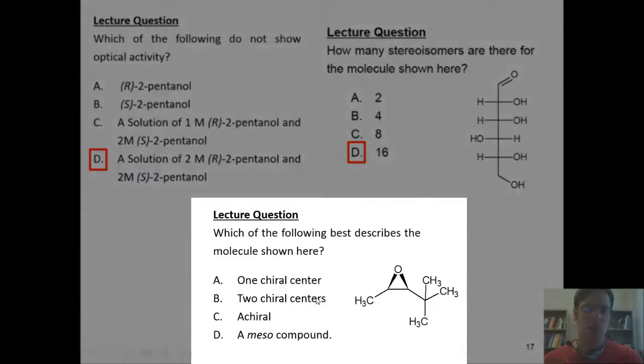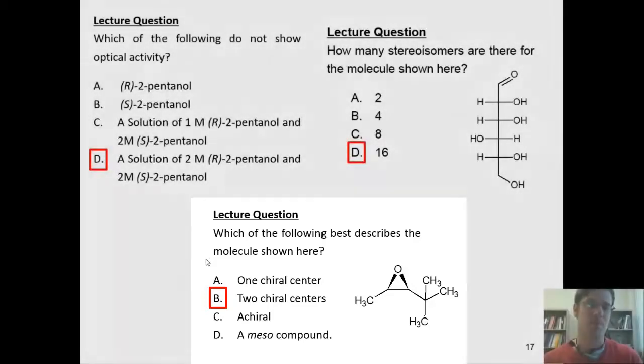In this question down here, we're asked which of the following best describes the molecule shown here. Does it possess one chiral center, two chiral centers, is it achiral, or is it a meso compound? The correct answer is option B. If you'd like to know why, I'll explain it for you right here on the board.